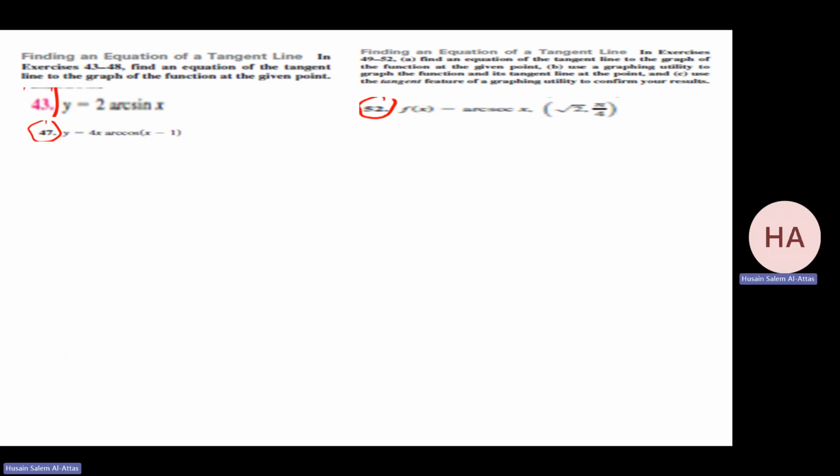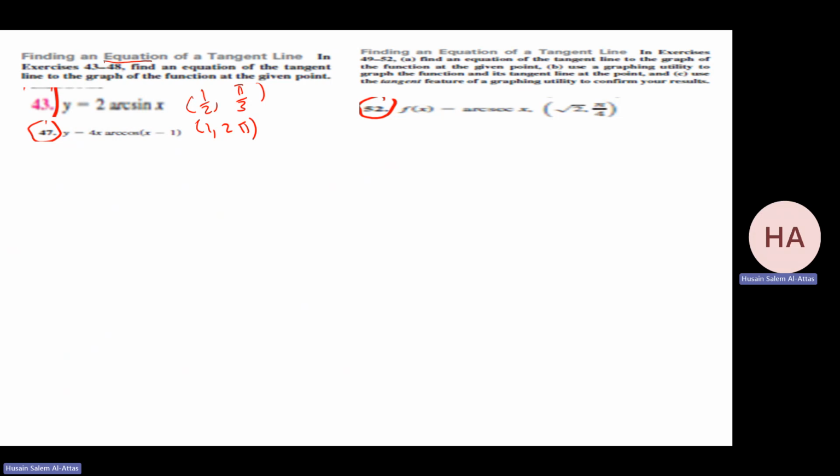43. What I need to do is find the equation of the tangent line. To do this, I need to find m tangent. Oh, there is a point. I missed the point. So the point here, 2 arc sine of x, you mean half, and pi over 3. And the point in this 47, I missed the points. So it will be 47. The point is 1 and 2 pi. 1 and 2 pi.